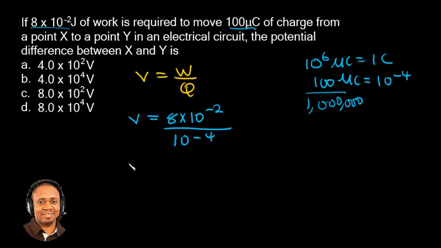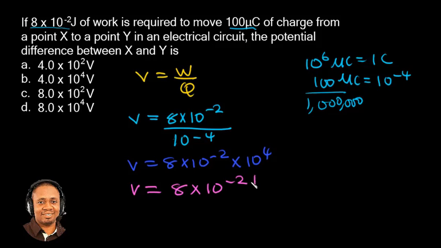So let us simplify further. So V equals 8 times 10 raised to the power minus 2. In indices, if we bring this 10 raised to the power minus 4 up, we have 10 raised to the power 4. Okay, so we simplify further. So we have V equals 8 times this, and in indices would be 10 raised to the power minus 2 plus 4. And this will give us the final answer. 8 times 10 raised to the power minus 2 plus 4 will give us 2.